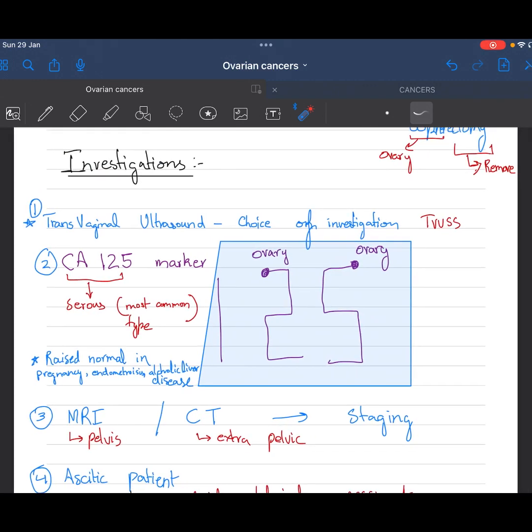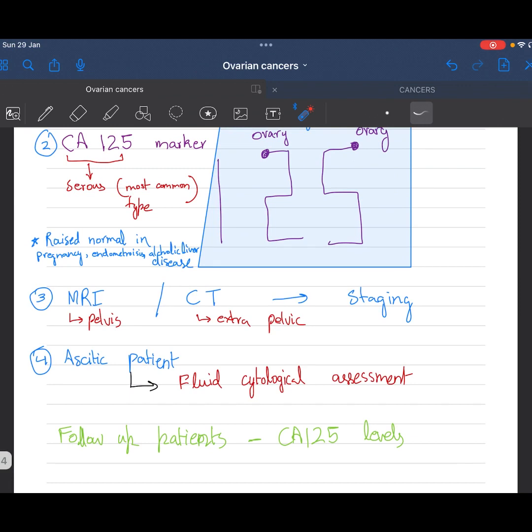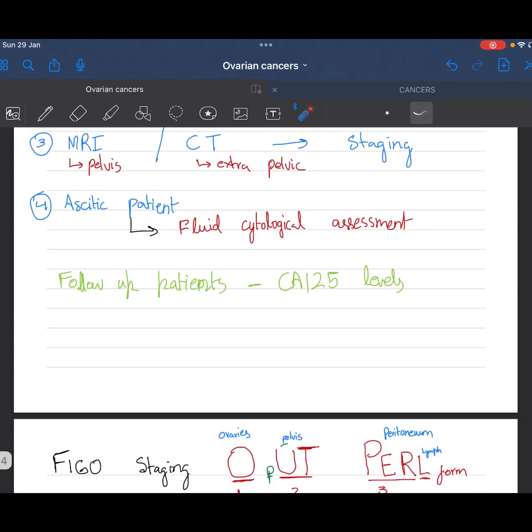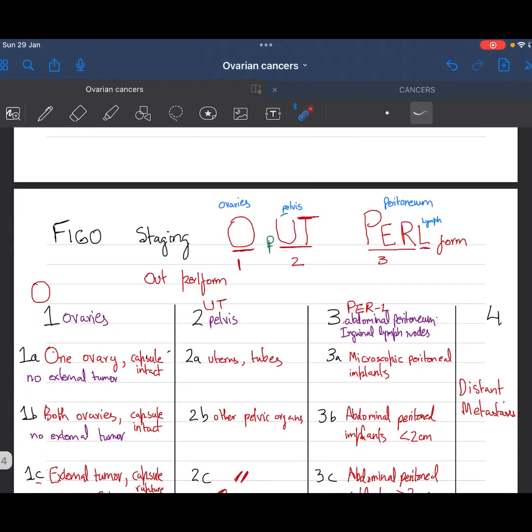Next are investigations. Transvaginal ultrasound is the investigation of choice. CA125, as we talked about, is for serous, the most serious type of tumor. We can remember CA125 by drawing a two along with a five like this, and then drawing ovaries over here. MRI and CT are both for staging, where CT is extra-pelvic and MRI is for the pelvis. In ascites patients, we can get fluid for cytological assessment. In follow-up patients, we need CA125 levels.